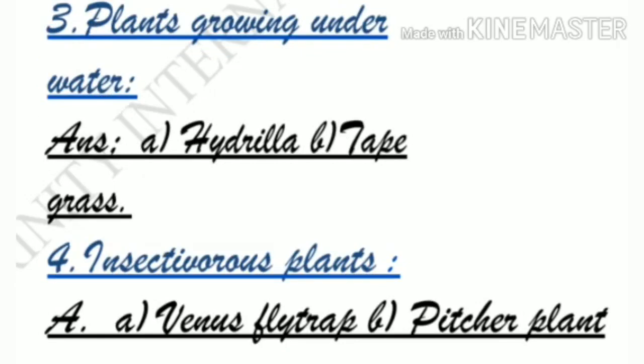4. Insectivorous plants. Example: Venus flytrap, pitcher plant. Insectivorous plants. Example: Venus flytrap and pitcher plant.